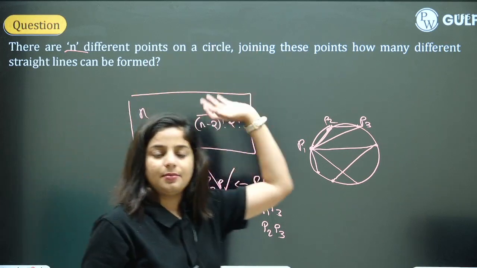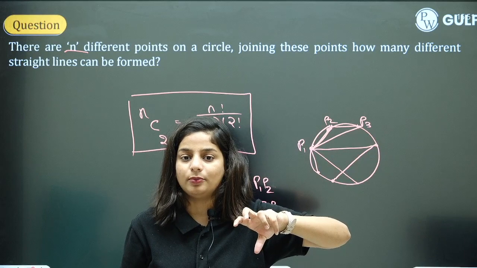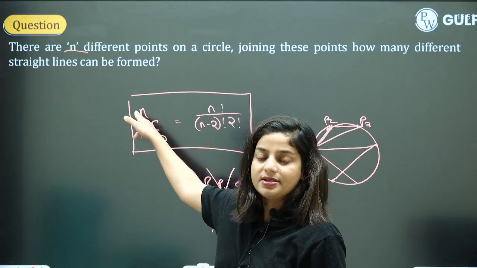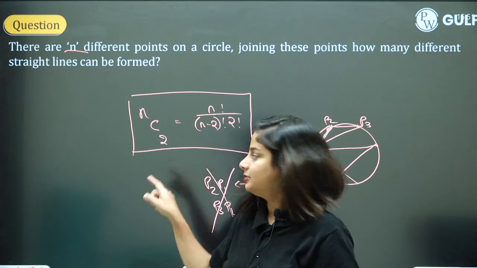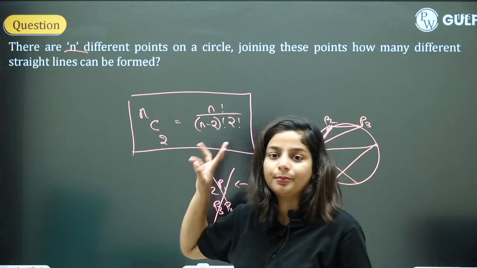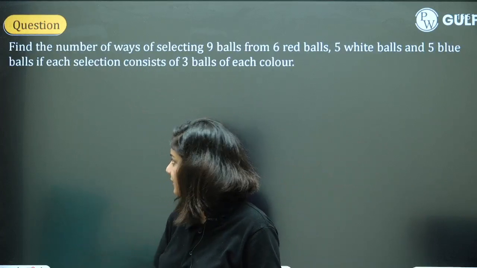If they say, as similar questions appear in your textbook, find the number of triangles that can be formed, the total number of points is n. And for making a triangle, you need 3 points to be joined. So NC3 will come. If it's a chord, NC2. Chord is a straight line.